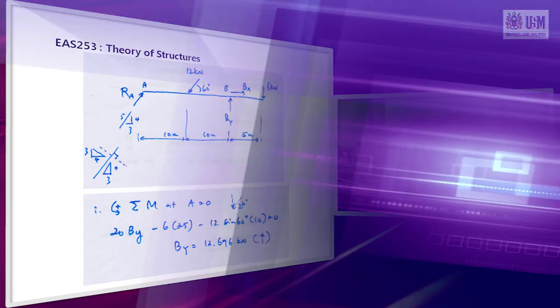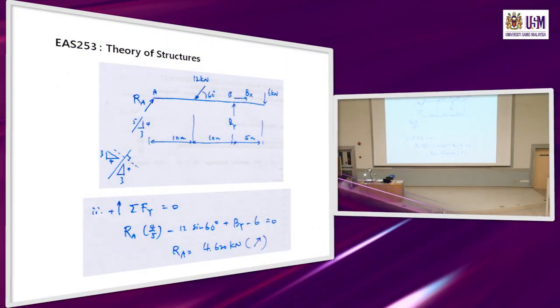The second one is, after that, you make use of the second equilibrium equation: summation of force in y direction equal to zero. Now this is where you make use of this triangle. I assume going up as positive. So the vertical component of RA is going up: RA multiplied by 4 over 5, a component vertical upwards, minus 12 sine 60 downwards, plus BY, assumed positive upwards, minus 6 equal to 0. So you find the answer. If the reaction you assume is pointing in this direction and you get positive, the direction you assumed is correct. So you use two equilibrium equations.